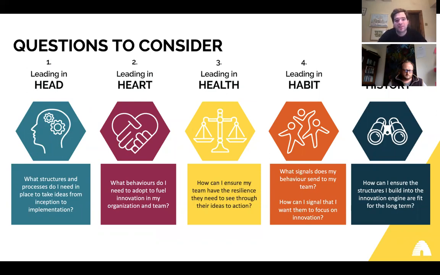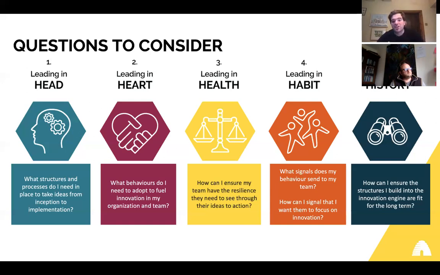What behaviors do I need to adopt to fuel innovation in my organization and team? Well, the behavior that you need is expansive at the right time, reductive at the right time, and the ability to signal when you need to be expansive and when you need to be reductive. And alongside that, of course, there's the behaviors around empathy and showing care and consideration and positivity towards ideas that emerge. But fundamentally, thinking in terms of expansive and reductive thinking and signaling which behaviors you need at which time will transform your innovation efforts.